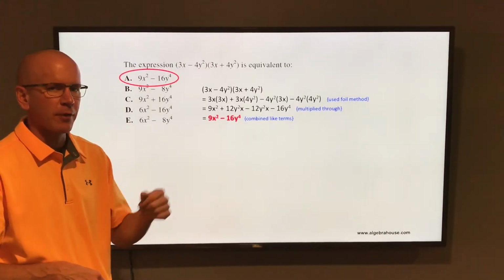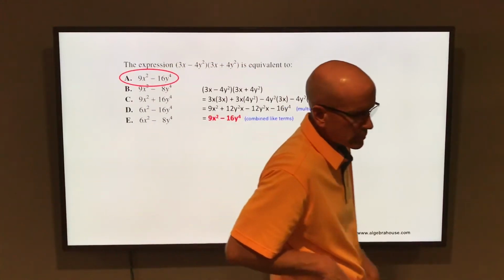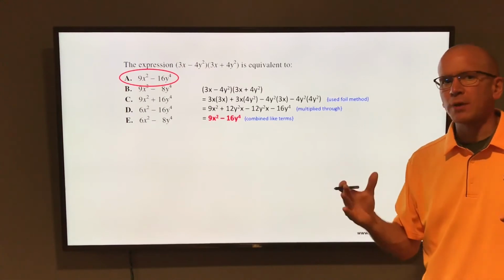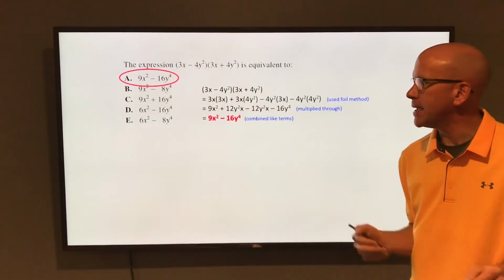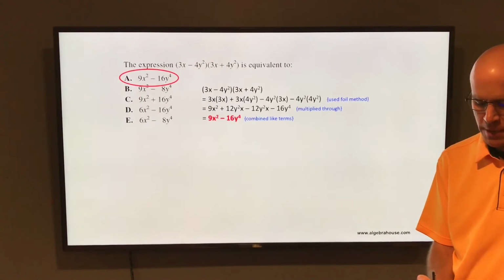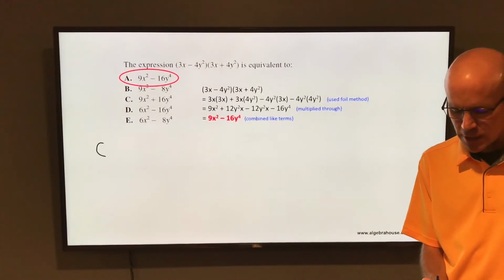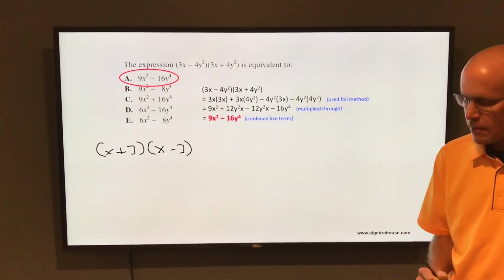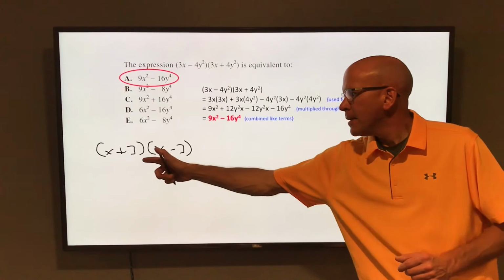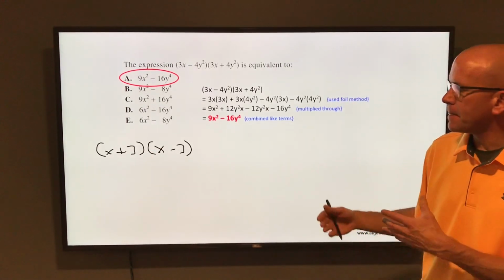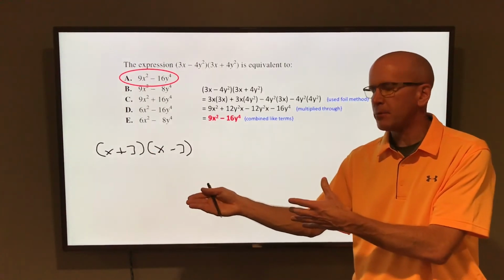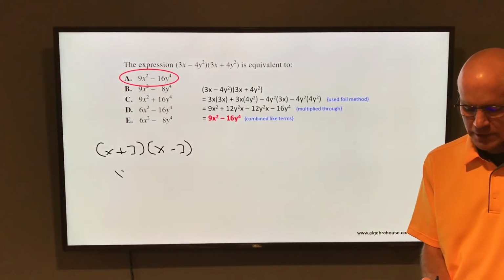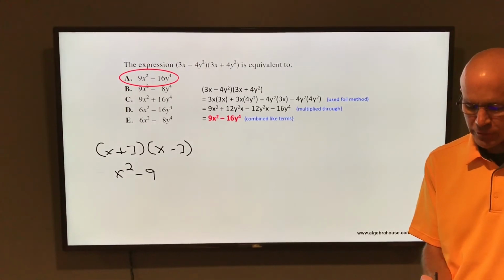But you could have had that answer a long time ago, and here's how. When you see 3x minus 4y squared times 3x plus 4y squared, notice the terms are the same. You just have a different sign between the terms. Well, let's go back to Algebra 1, and let's say you have something like x plus 3 times x minus 3. You can go through the FOIL method or distributive property, but you probably know that that's going to multiply to be x squared minus 9. It's going to produce a difference of two squares.